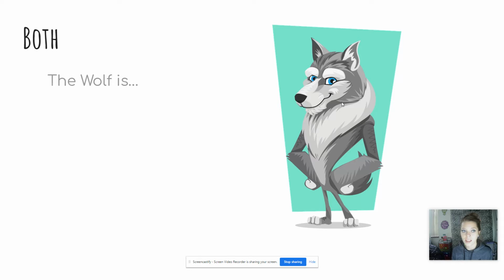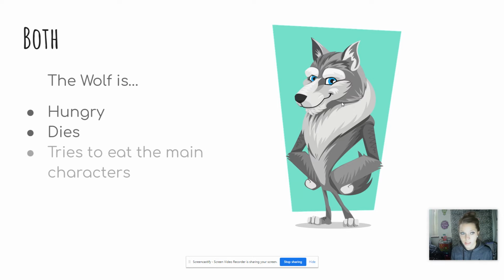But how he is the same would be that he's hungry. Right? He's trying to eat the pigs. He's trying to eat Little Red Riding Hood. He ends up dying in both of the stories, and he tries to eat the main characters. So those are the three things that are the basis for both of the stories.